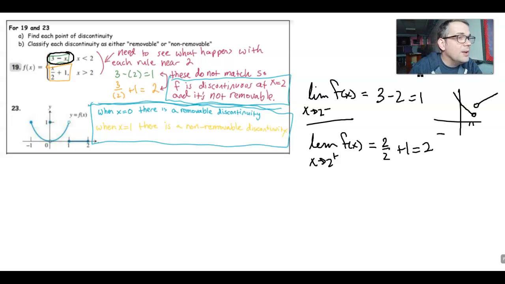So for 23, it's more of a graphical approach. We can see there's some kind of business happening at 0, and something crazy happening at x equals 1. At 0, it's just a hole in the graph. The limit exists, so that would be considered removable. But at 1, it's a full-on break. As I approach 1 from the left side, the y value is 1. As I approach 1 from the right side, the y value is 0. Those numbers are not equal to each other. It's a break in the graph. It's non-removable.